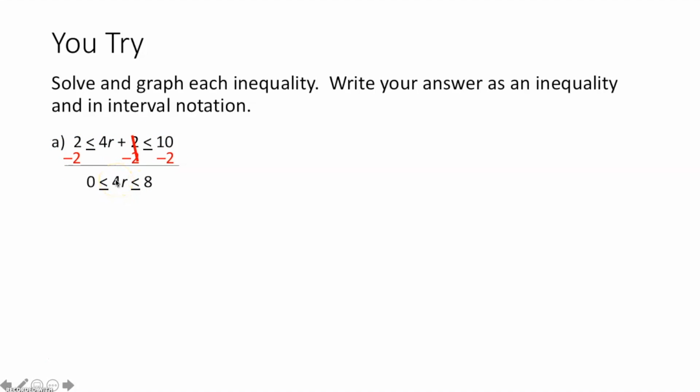4, my last constant. How do I get rid of that? Since it's 4 times r, I do the opposite, the inverse. I divide by 4 here. And whatever I do to the middle, I have to do to both sides as well. These cancel out. That's why we did it. 0 divided by 4 gives you 0. 8 divided by 4 gives you 2.